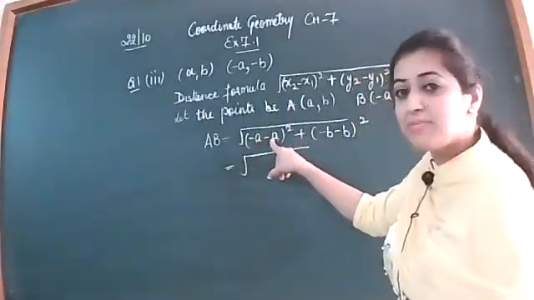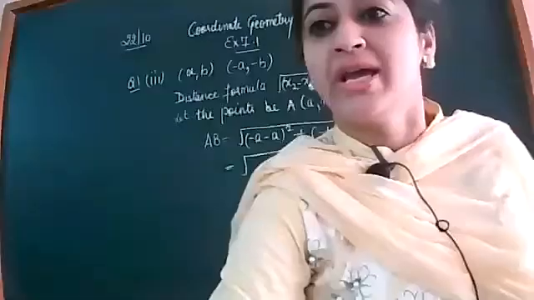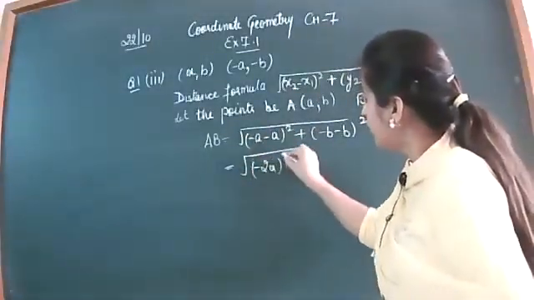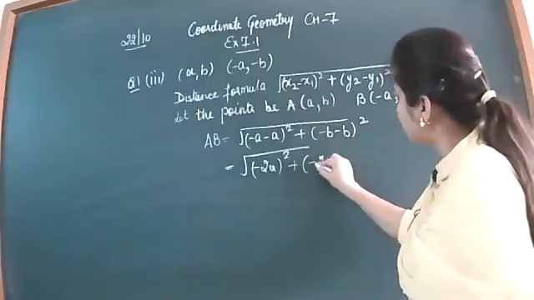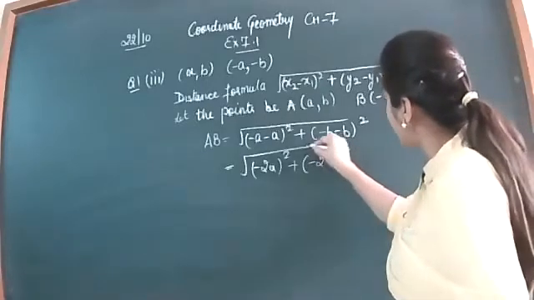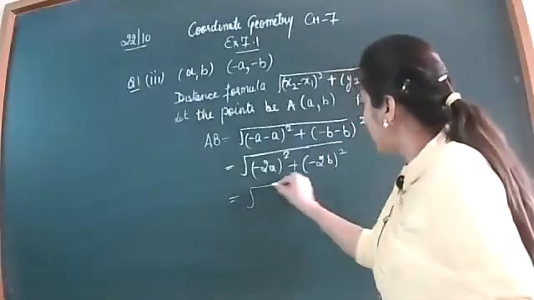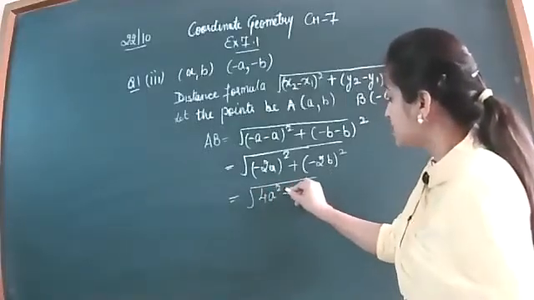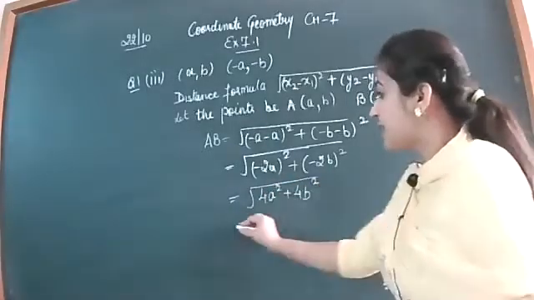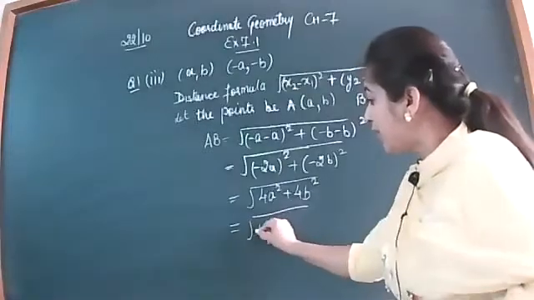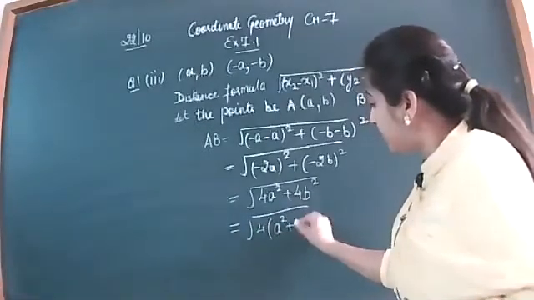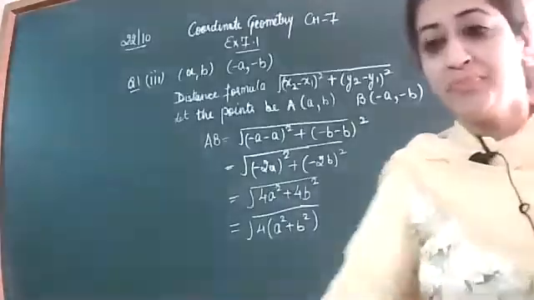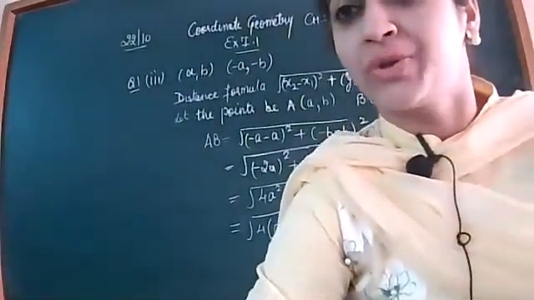So this is minus a, minus minus plus. When you add them, this is minus 2a whole square. This will give you minus 2b whole square. That will give you under root 4a square plus 4b square. When you take 4 common, you are left with a square plus b square. So now let's find the term that will come out of the root.